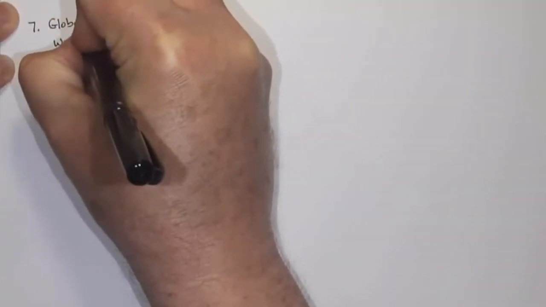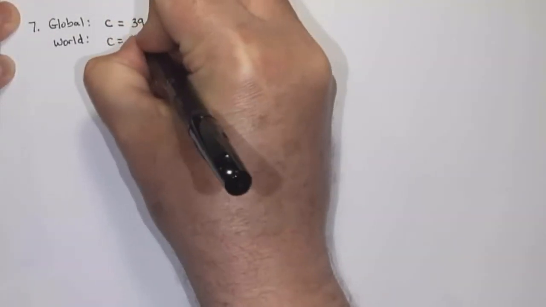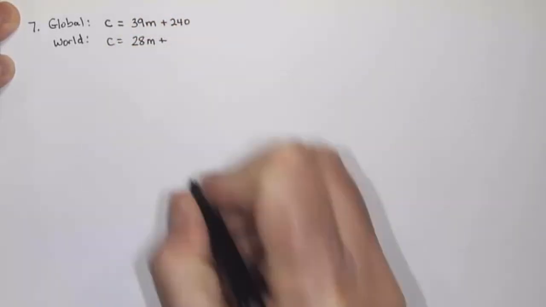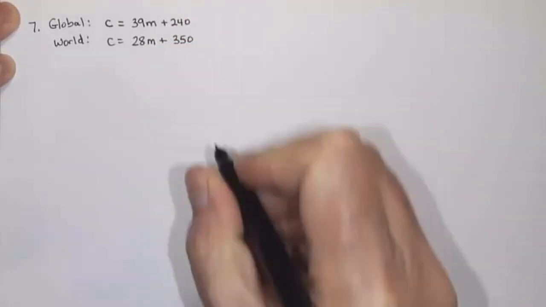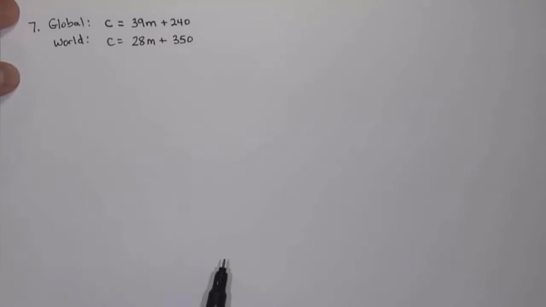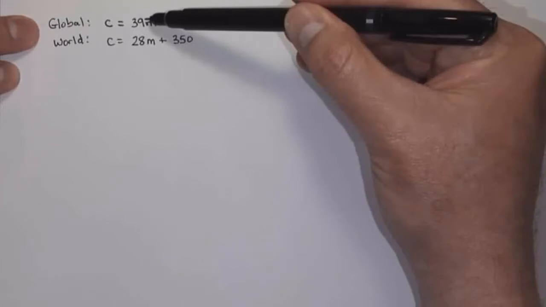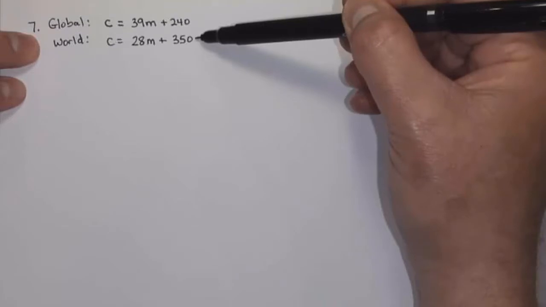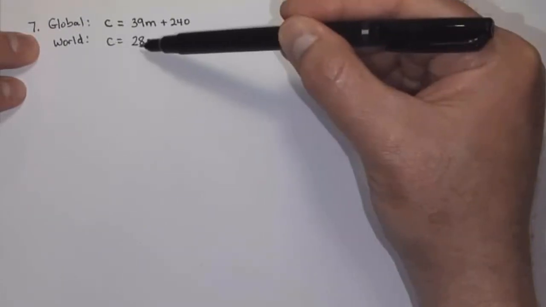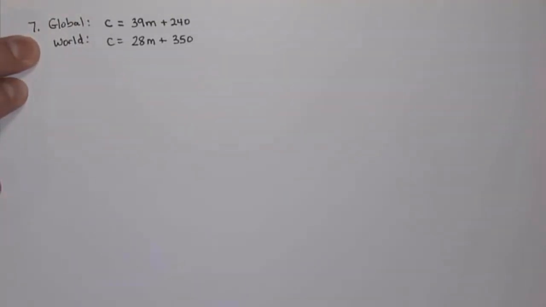Now, for World Communications, the cost is going to be $28 per month, so it would be 28 times M, but the installation cost again was $350, so plus $350. Again, at first, Global is going to be cheaper, but because it has a higher monthly charge, at some point it's going to become more expensive. And World at first is more expensive because of the higher installation cost, but eventually it's going to cost less because of the $28 per month charge.